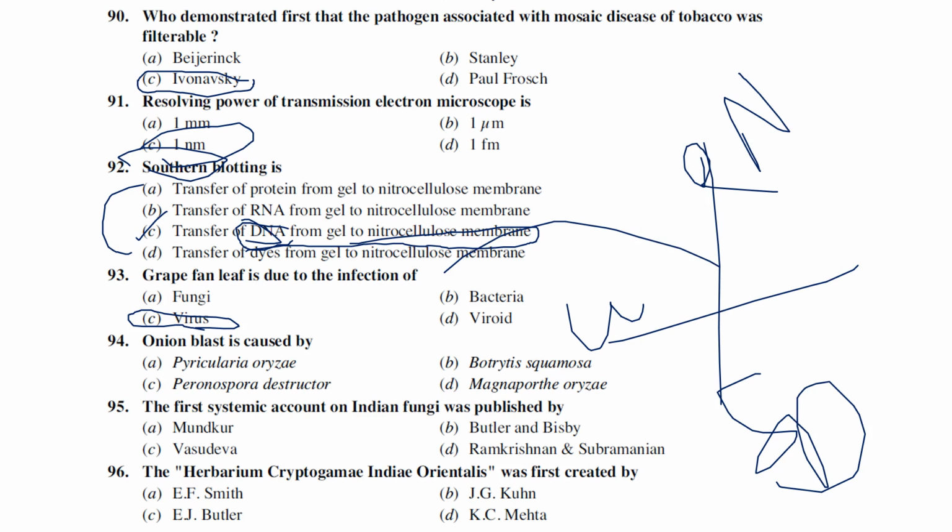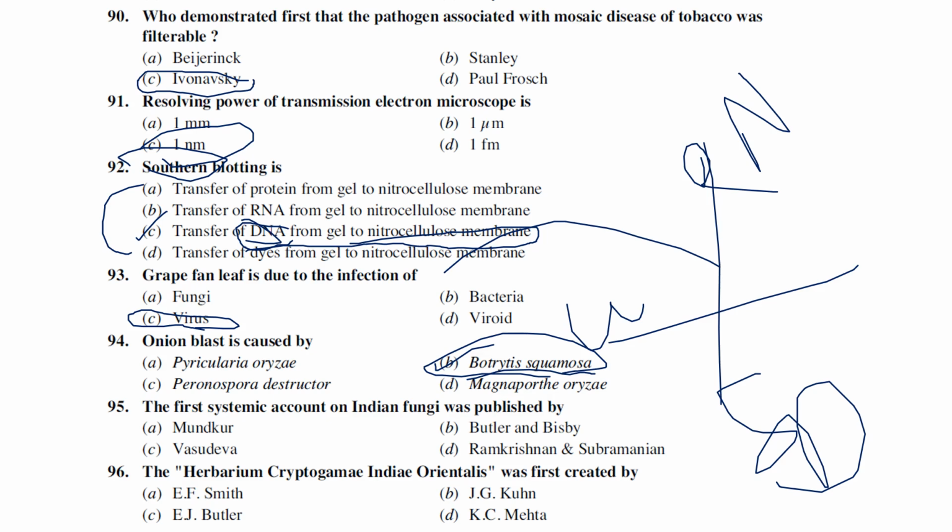Onion blast is caused by Botrytis squamosa, Pyricularia oryzae, Peronospora destructor, or Magnaporthe grisea. I was a little bit doubtful about Botrytis squamosa. It is given, but generally blast is caused by Pyricularia oryzae or Magnaporthe oryzae, but it is mentioned as Botrytis squamosa especially in onion.